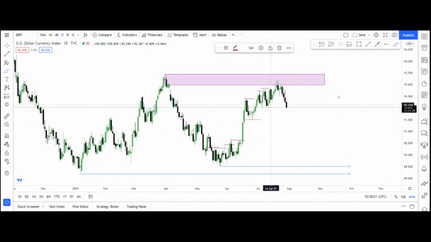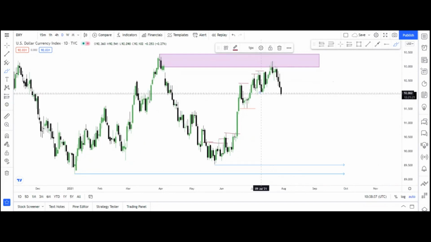And look at what we have today. We already broke that higher low. Do I think dollar will go down? Yes, we already broke market structure from there. Market structure is bearish to me from here.